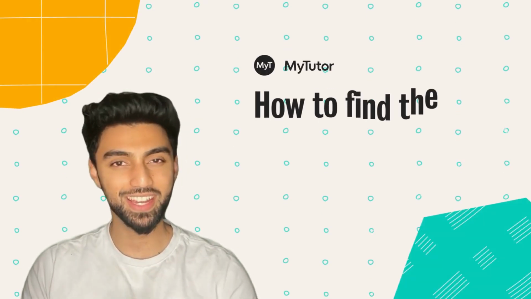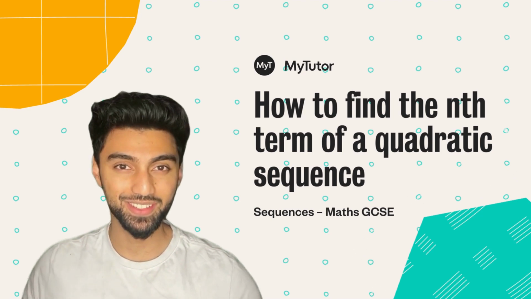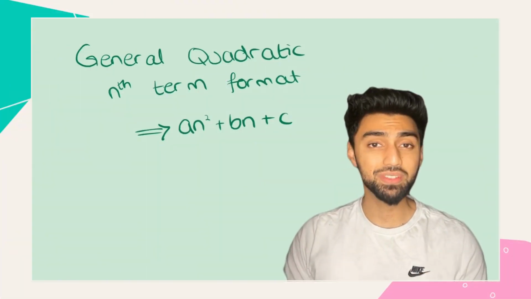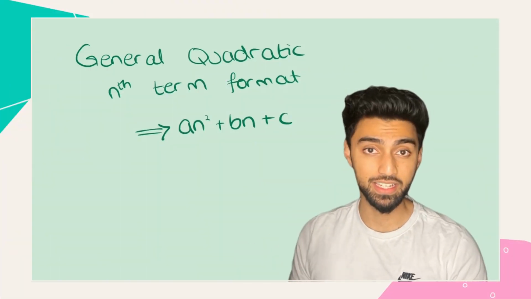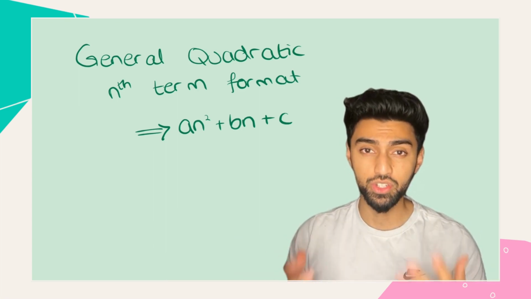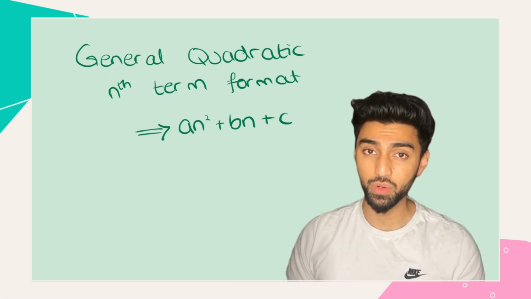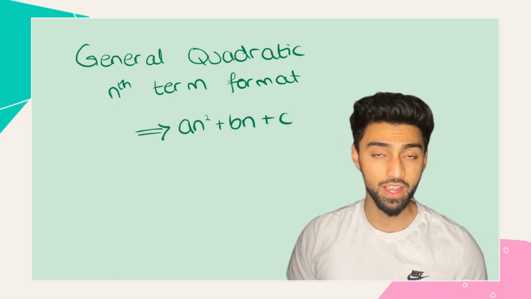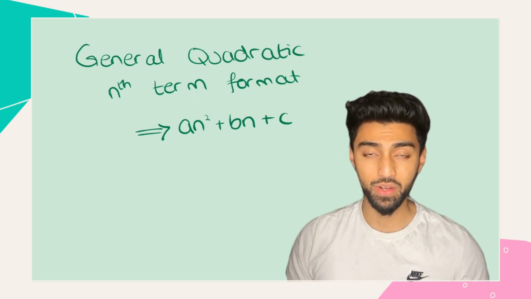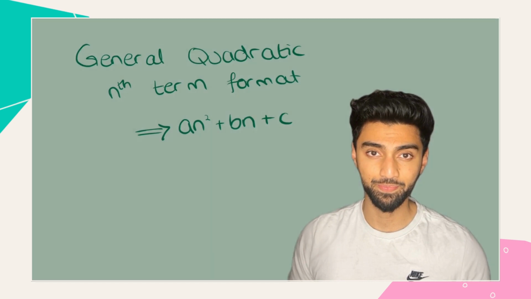Ever wondered how to calculate the nth term of a quadratic sequence? Let's find out. You should already know how to calculate the nth term of linear sequences, as we're going to make use of that method in this video. Generally, we say that the nth term of any quadratic sequence is of the form an squared plus bn plus c, where a, b and c are numbers that we are required to find. So let's look at an example on how we find them.